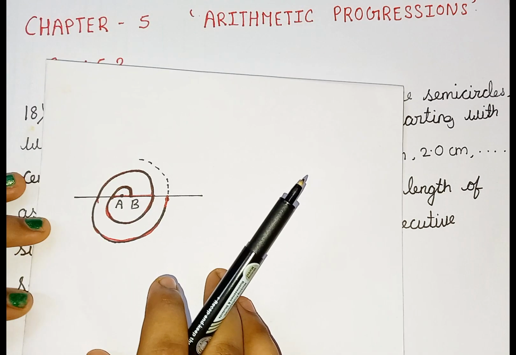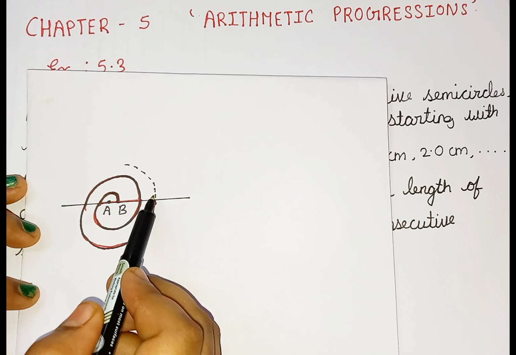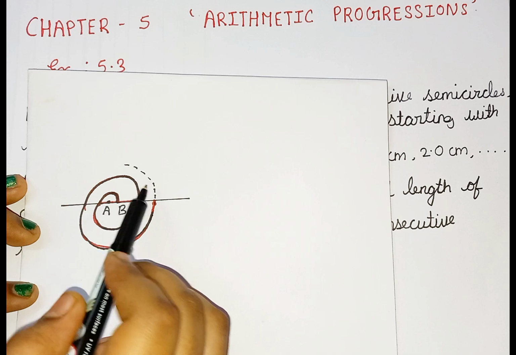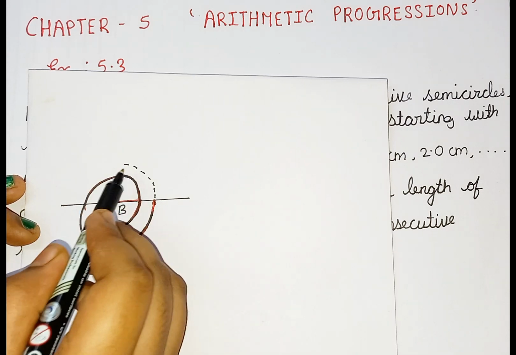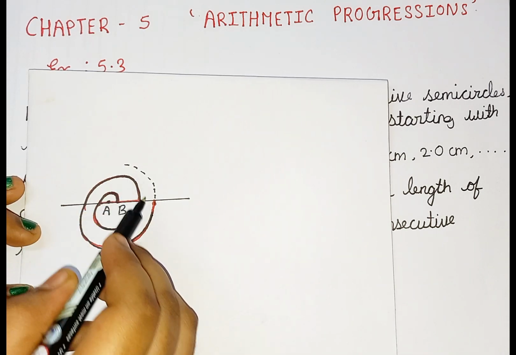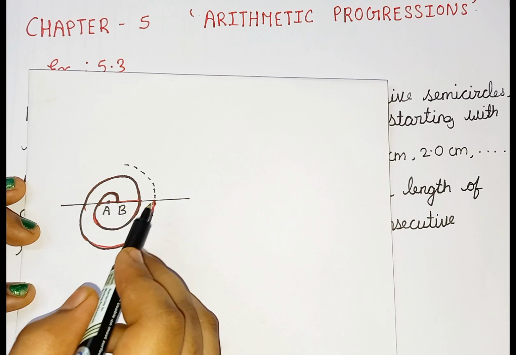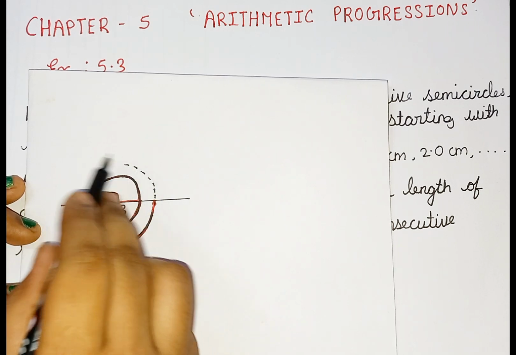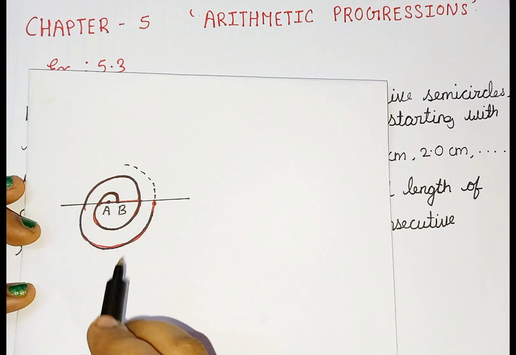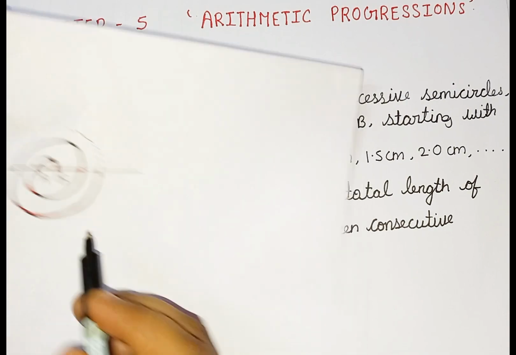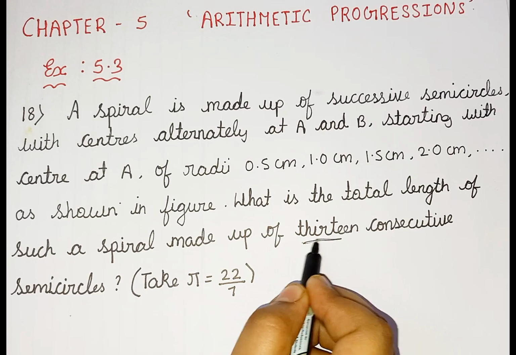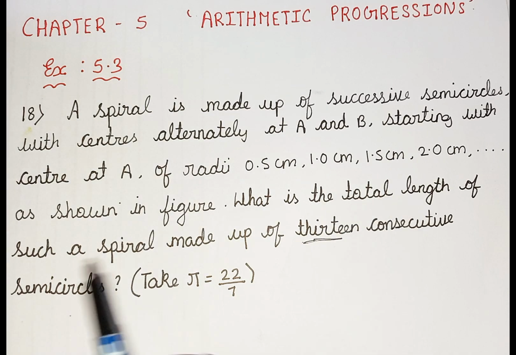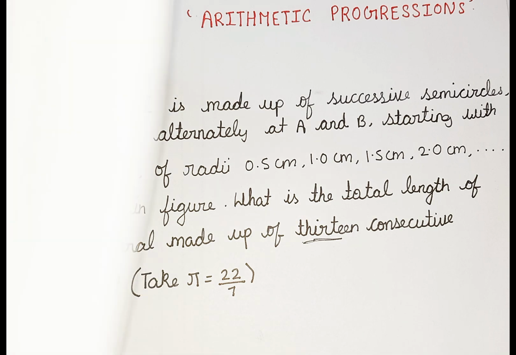They have mentioned the figure, right? If I draw it like this, you can see the dotted lines. What is the meaning of dotted lines? The dotted line means it is continuing, so we still have a lot of semicircles. Like that we have 13 consecutive semicircles. We are supposed to find the total length made by the spiral.